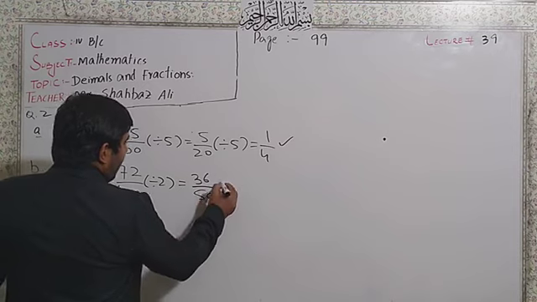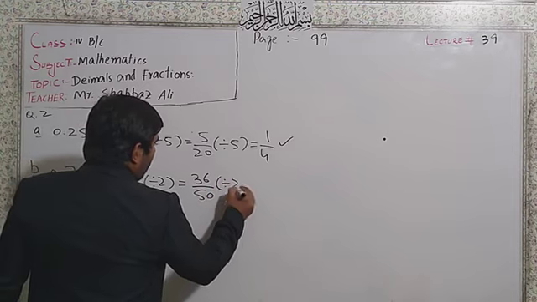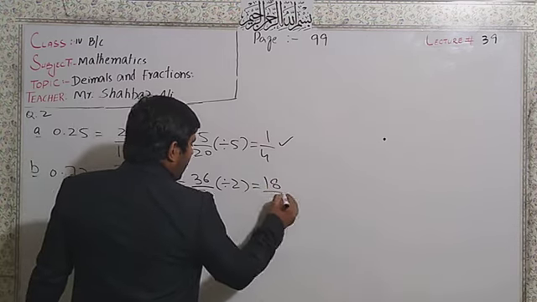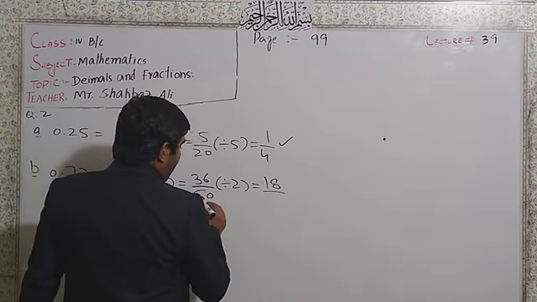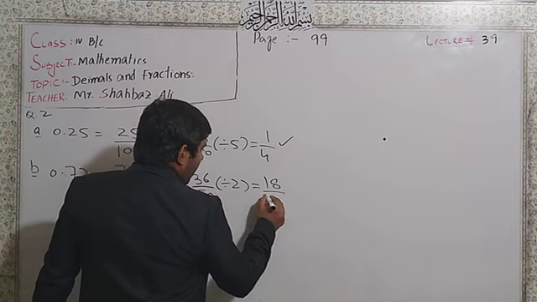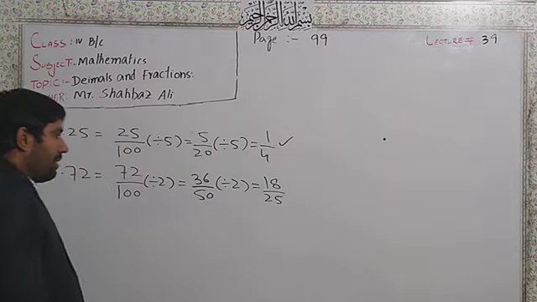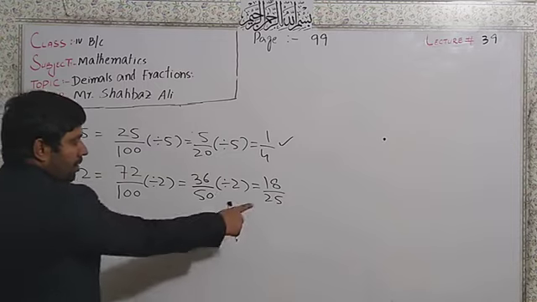36, 50. Again we can divide by 2. 36 divided by 2 will be 18. 50 divided by 2 will be 25. 18, 25. We cannot divide further, and this is your answer.